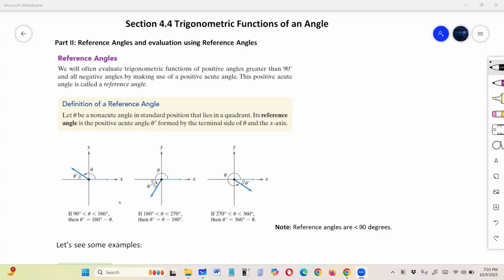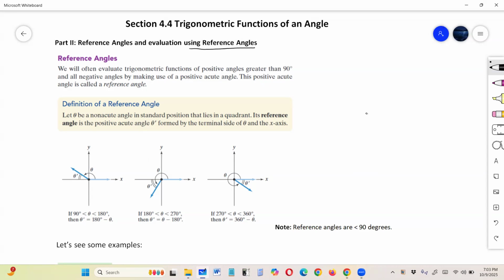Hi, hello everybody. This is the video dealing with section 4.4, trigonometric functions, and this is the second part, where we're going to be talking about reference angles and how we can use reference angles to evaluate the functions of other angles in addition to the ones that we're supposed to know.